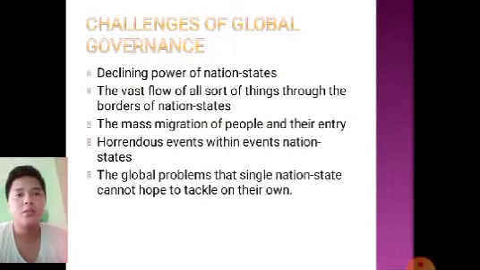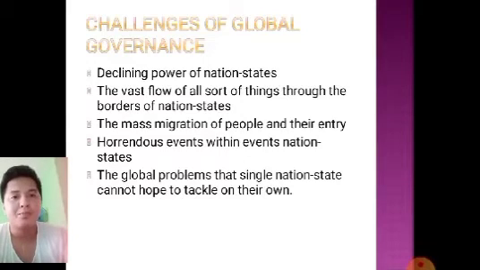Now, the challenges of global governance are: first, the declining power of nation-states. Second, the vast flow of all sorts of things through the borders of nation-states. Third, the mass migration of people and their entry. Fourth, horrendous events within nation-states. And fifth, the global problems that a single nation-state cannot hope to tackle on its own.